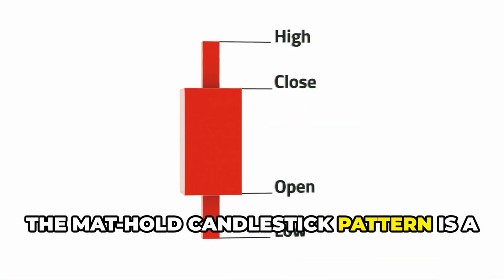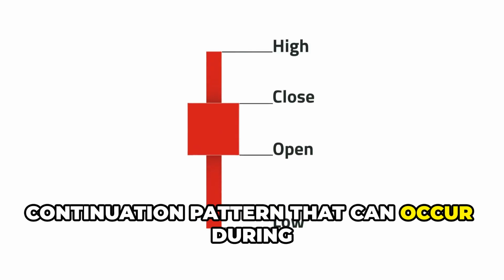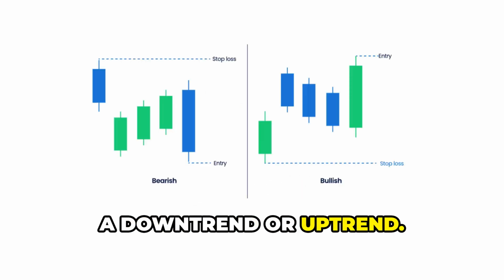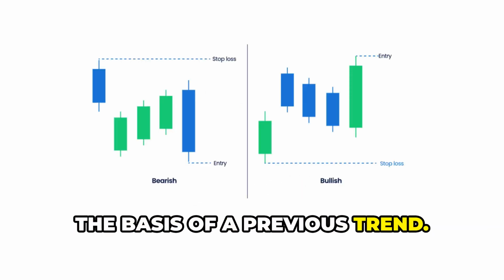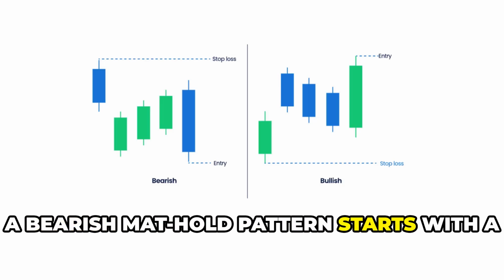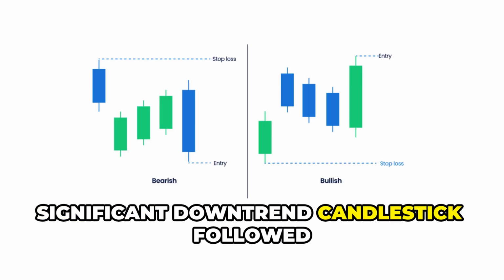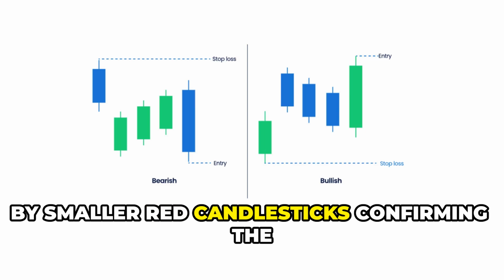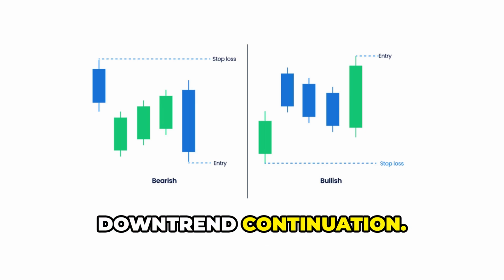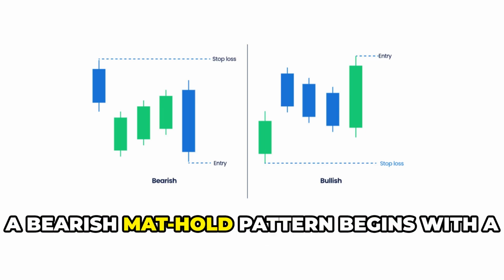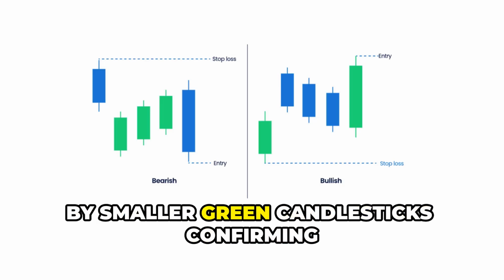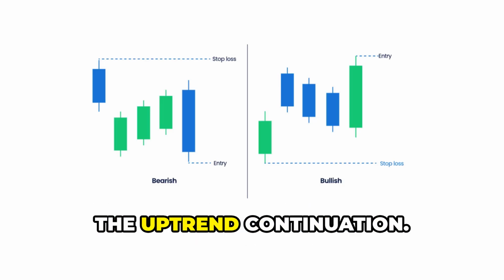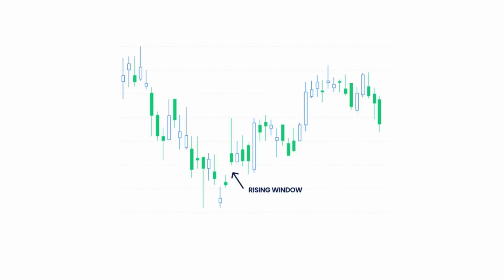The mat hold candlestick pattern is a continuation pattern that can occur during a downtrend or uptrend. It indicates a continued trend move on the basis of a previous trend. A bearish mat hold pattern starts with a significant downtrend candlestick followed by smaller red candlesticks confirming the downtrend continuation. A bullish mat hold pattern begins with a significant uptrend candlestick followed by smaller green candlesticks confirming the uptrend continuation.